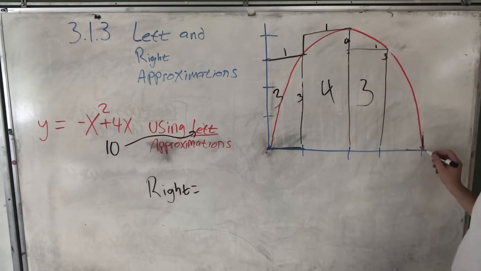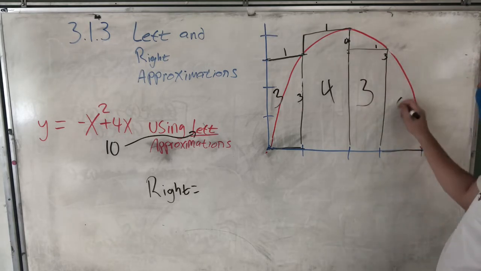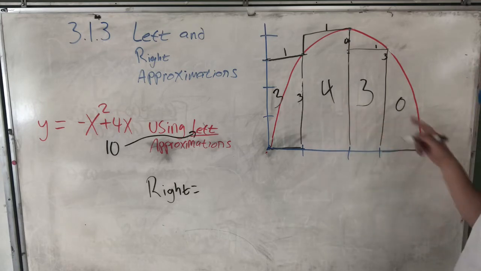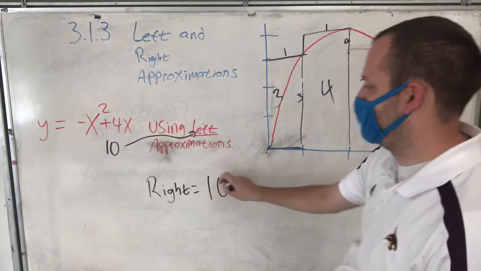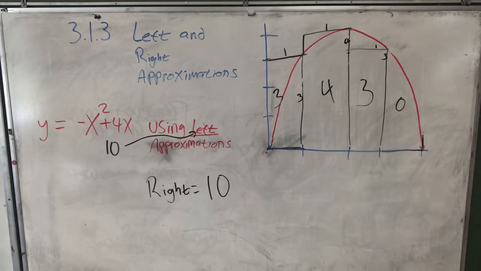The rightmost point, oh, 0. What's 0 times 1? 0. 3 plus 4 plus 3 plus 0. Right has an area of 10. It's also estimating about the same.